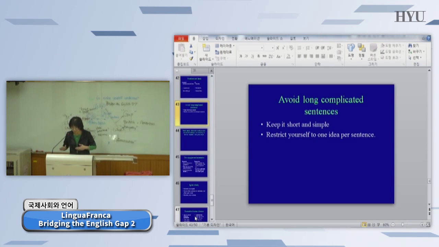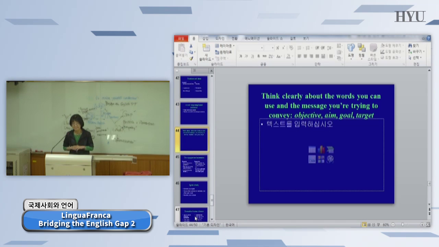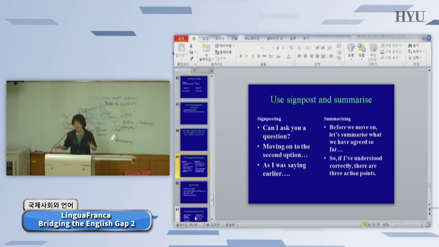Keep it short and simple, especially when we are communicating with offshore English speakers. Don't make it long and complicated. Restrict yourself to one idea per sentence. Think clearly about the words you can use and the message you are trying to convey. And also use signposts and summaries.